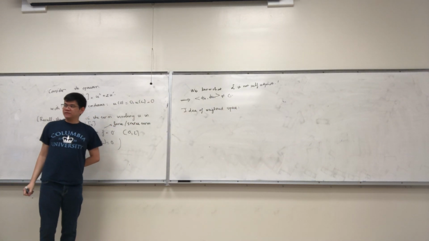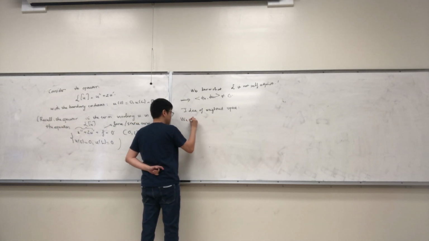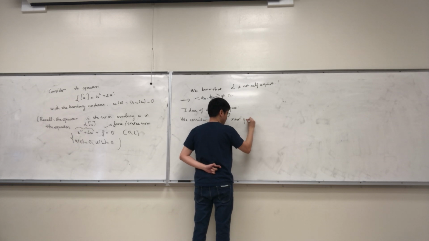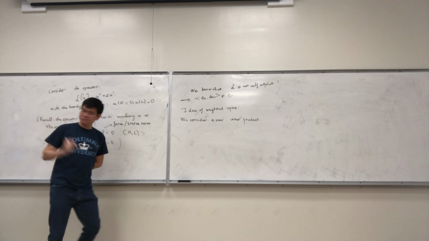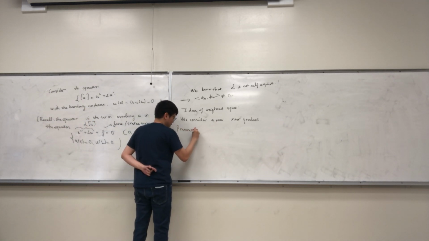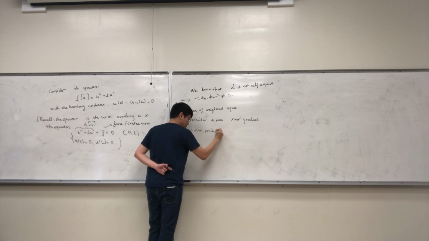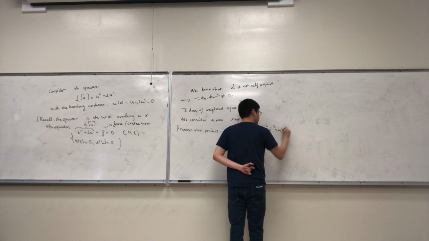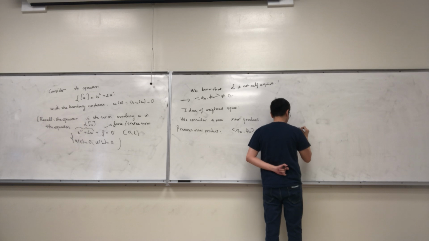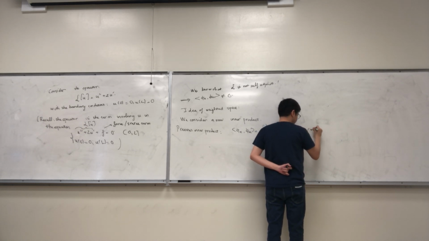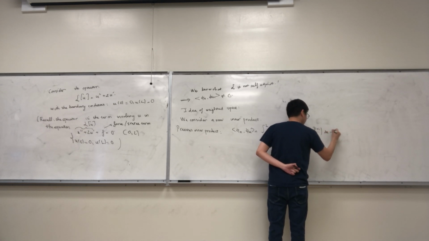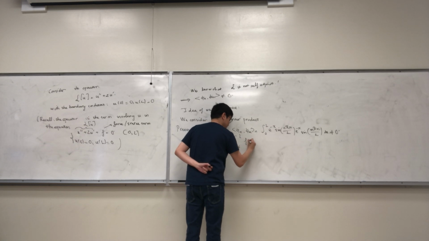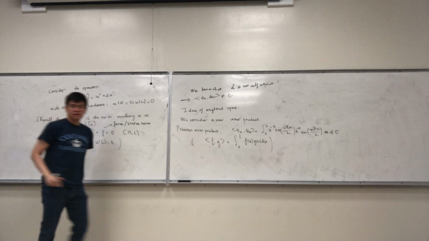So we consider a new inner product. The previous inner product is the following. The inner product of phi_n and phi_m is the integral from 0 to L of e^(-x) sin(n pi x / L) times e^(-x) sin(m pi x / L) dx, and this is different from 0. In the previous inner product, the inner product of two functions f and g is the integral from 0 to L of f(x) g(x) dx.